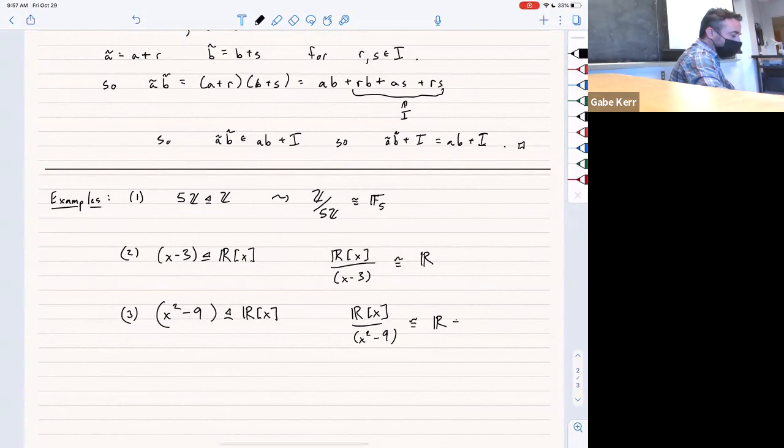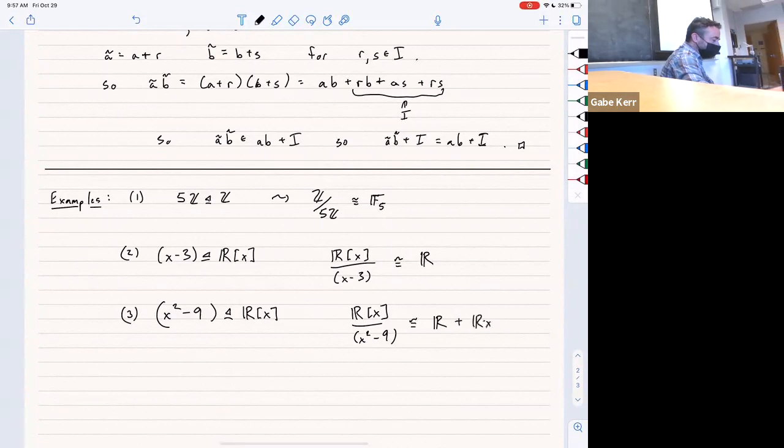It's going to be like R plus R times X. So in other words, this is like a two-dimensional vector space, and you have this relation that X squared equals 9. So if I square this element, I'll get back to here. There's one way of thinking about it. And usually we put a little plus here to separate the two spaces we're adding together. But another way of thinking about this is that it's also isomorphic to R times R, where you just add each factor and you multiply each factor.